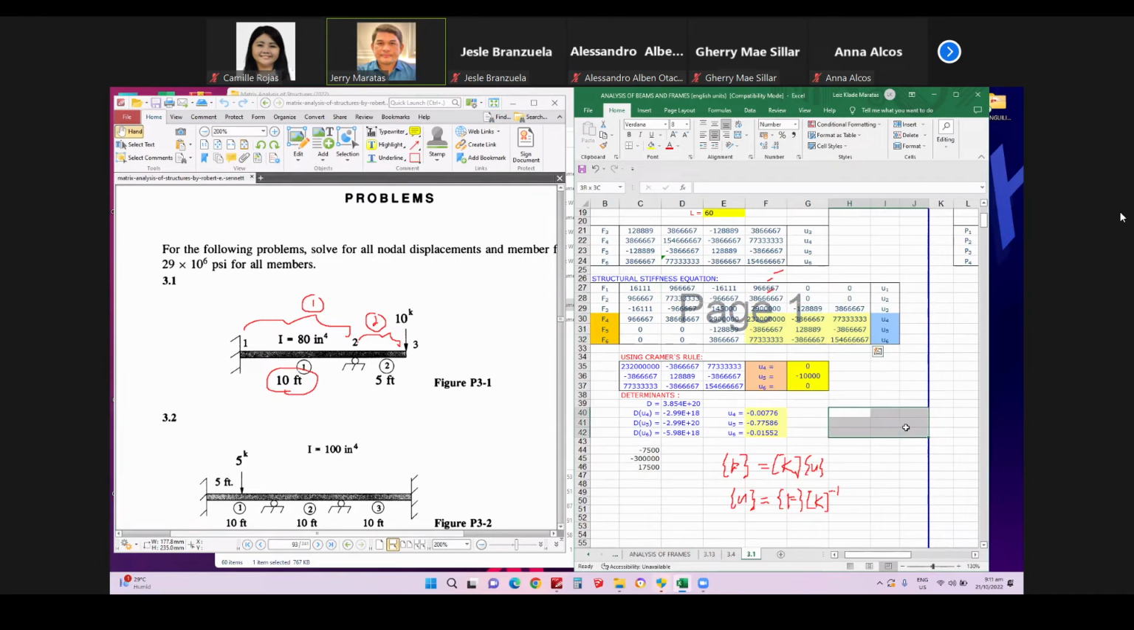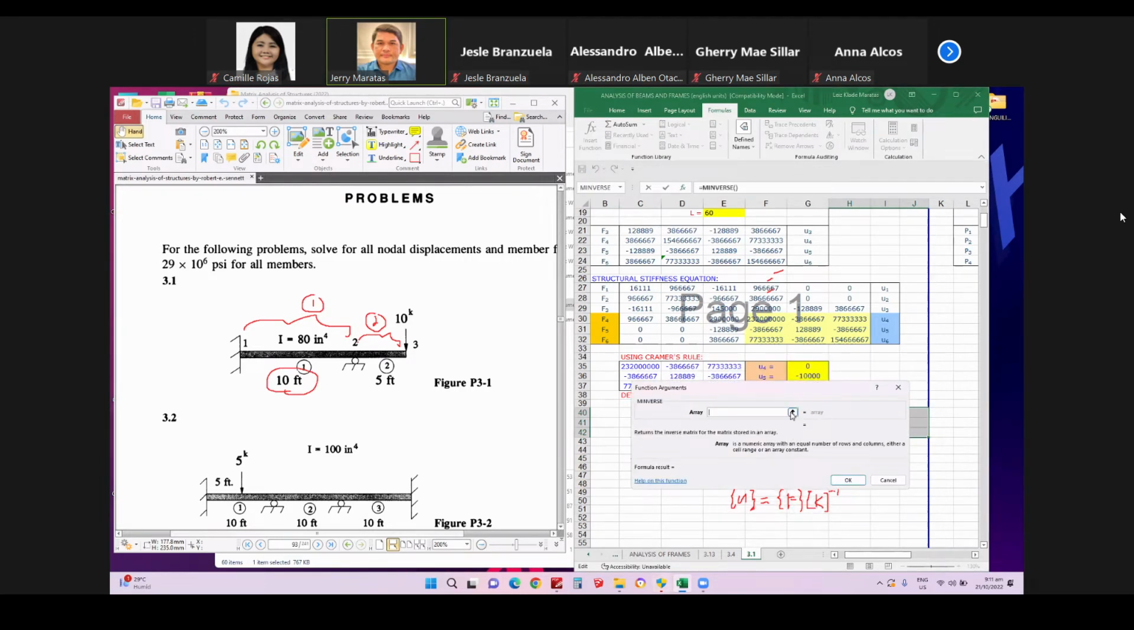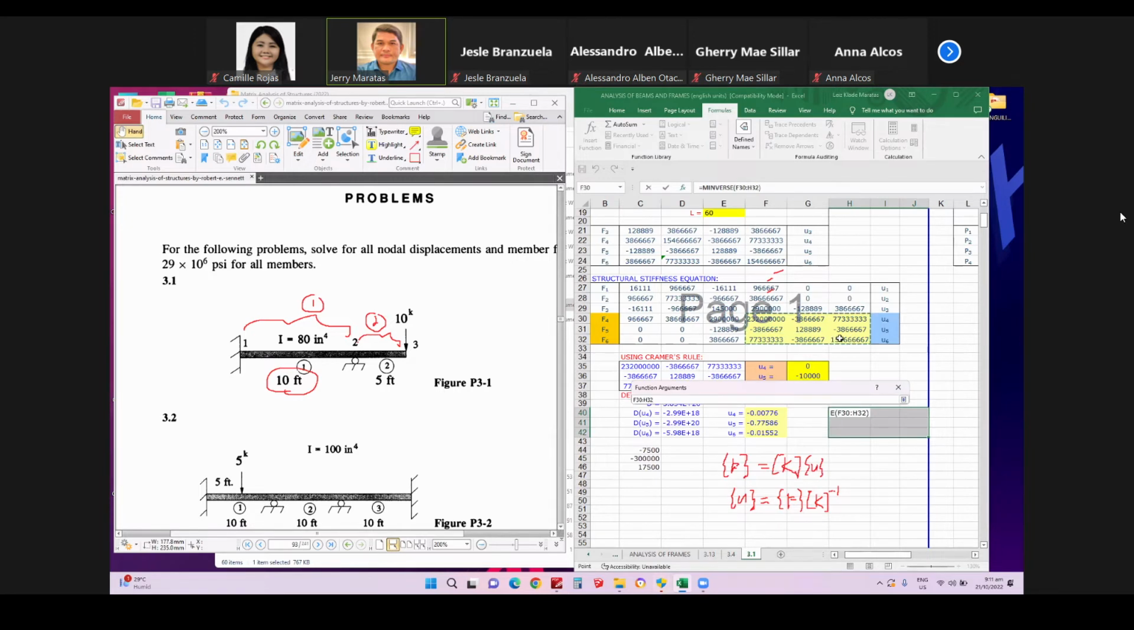The expected inverse is also 3 by 3. Insert, find the formulas, MINVERSE. Okay, control, shift, enter. Sorry, I have to select the array first. This one, control, shift, enter.